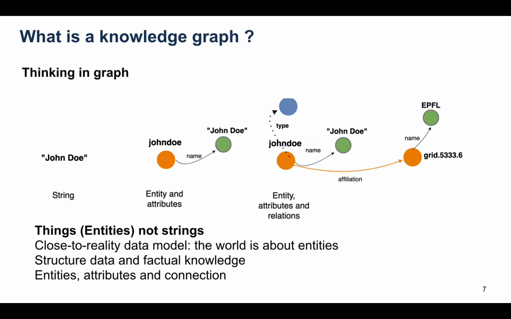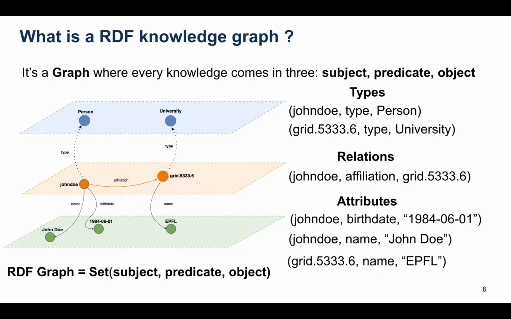And this way you can structure knowledge, you can structure data. So here I just give another example. A knowledge graph is a graph: nodes, relations, edges, etc. I show here a particular point of view, which is the RDF knowledge graph.